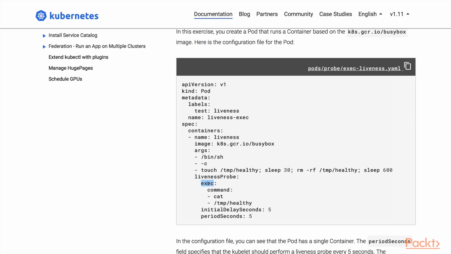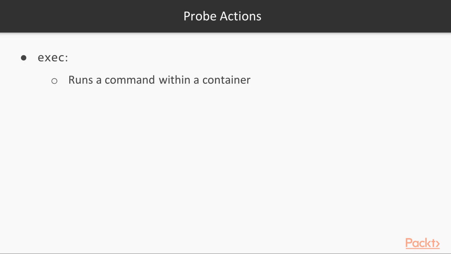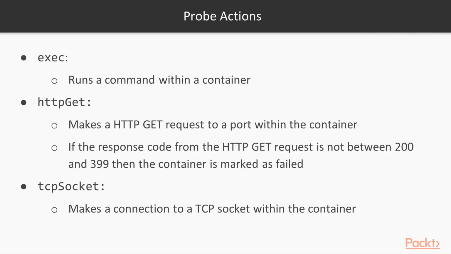But in this example, what we see is the exec action is going to run a command, and that command is cat of a file called temp healthy. And if that command does not work, then the pod, or rather the container, will be marked as failed. So what probe actions do we have? Well, we have three of them. As we've already seen, there is one called exec, which runs a command within a container. But there's also HTTP GET and TCP socket actions.